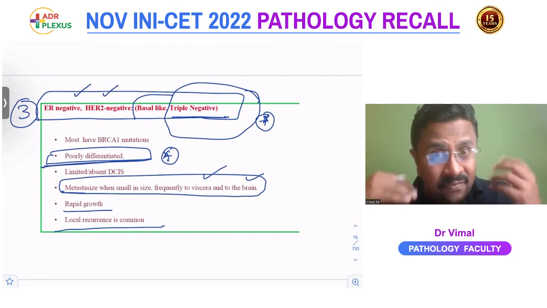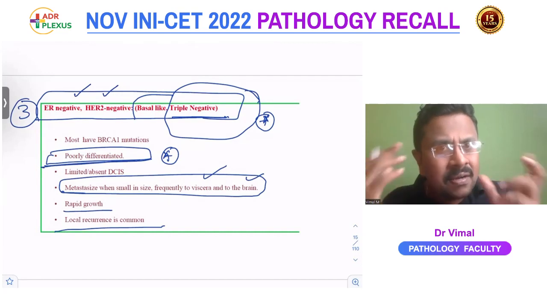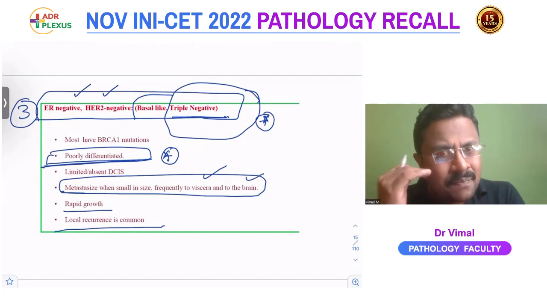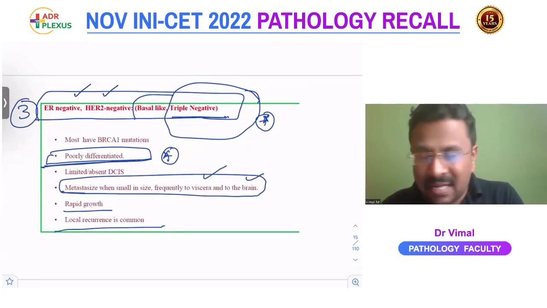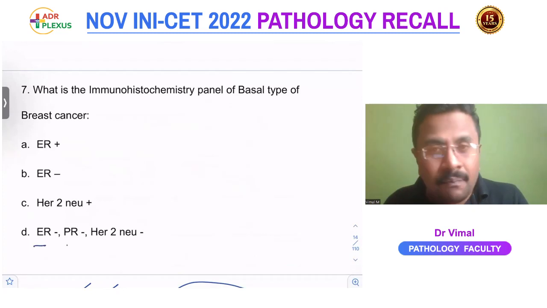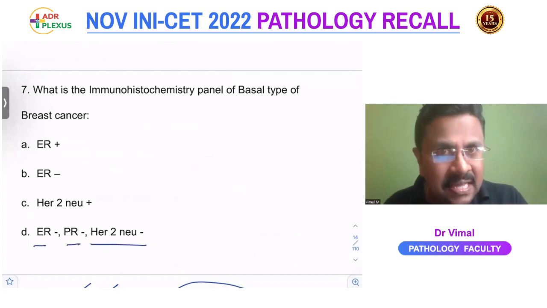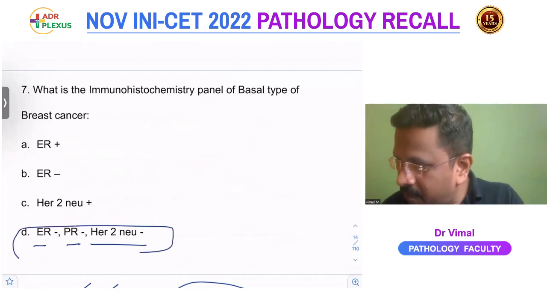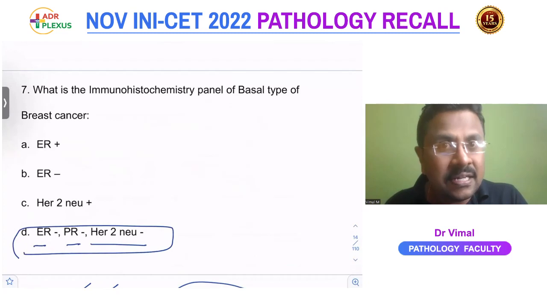So with this, we have discussed enough of triple negative cancer. All three markers are negative. You can see from the options, triple negative, that is ER negative, PR negative, and HER2 negative. So this is the correct option which we have to choose in this question. So triple negative, ER, PR, and HER2 negative. This is the breast cancer with very poor prognosis.